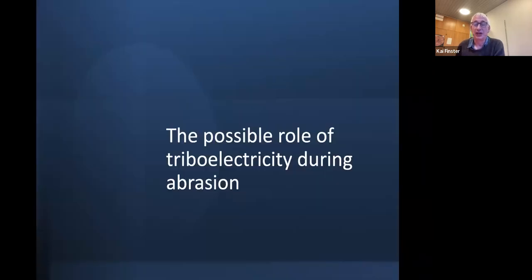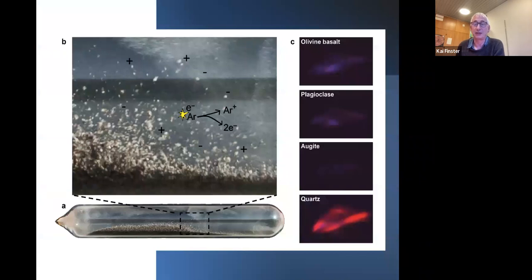So we were carrying out the same kinds of big experiments, the same setup, and here you see pictures taken from our ampules with different kinds of minerals. Here we have olivine basalt, we have plagioclase, we have augite, and this is quartz. And you can see that there are clearly different amounts of energy released when you move the sand. Here we just took an ampule, filled it with the material, shook it and took pictures with a camera. And you could see that there is light emitted during that process.